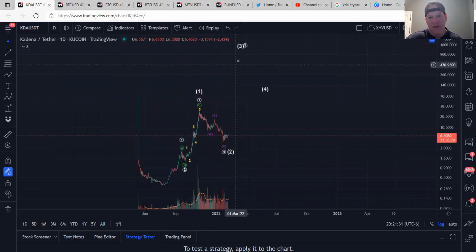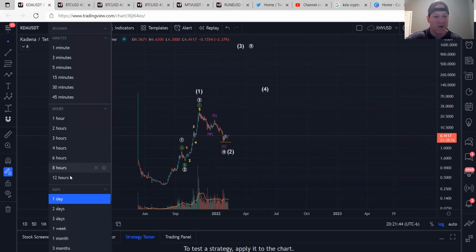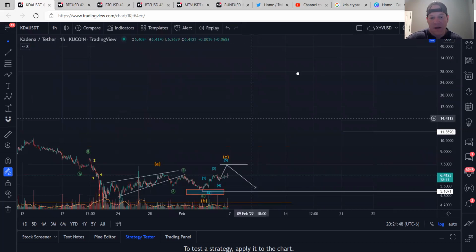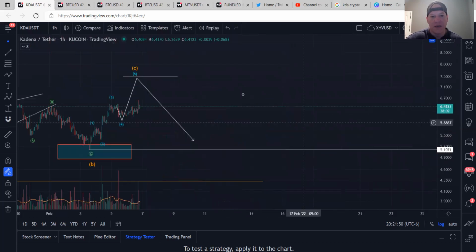If it's going to be a 3 wave and a large ABC type of structure, or if it's going to be an impulse ending your 5 wave as a 1, 2, 3, 4, 5. We don't really know how that's going to unfold until it actually starts to happen, but that is how I am currently seeing KDA right now.